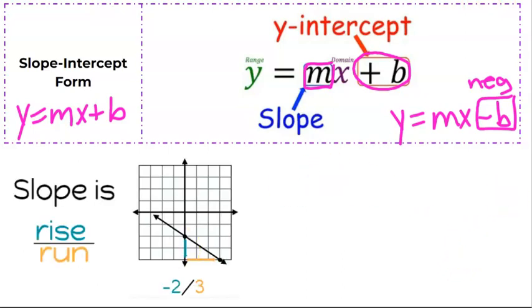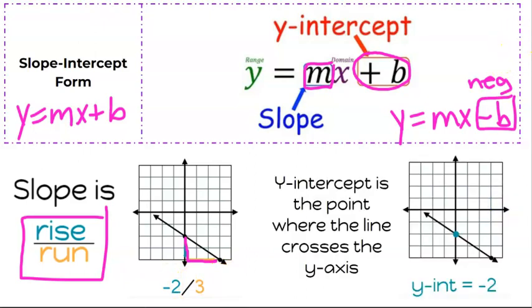Reminder, slope when we are working with a graph, because we're going to be graphing, is rise over run. So we have that up and down value over that left and right value. So in this case, the slope here for this graph is negative 2/3.